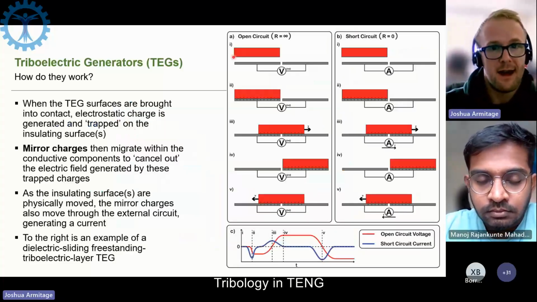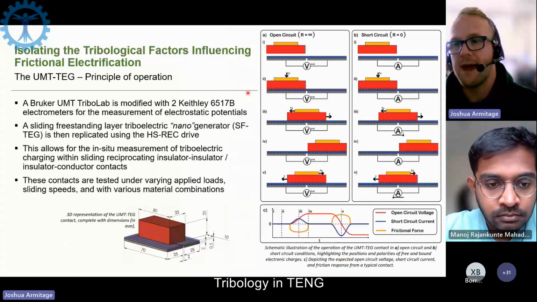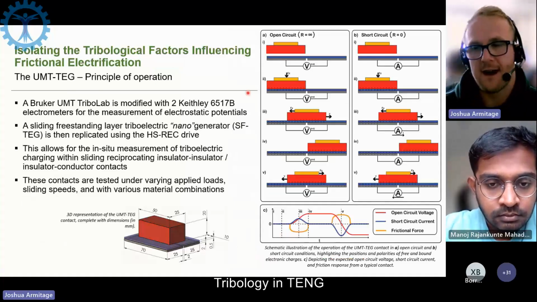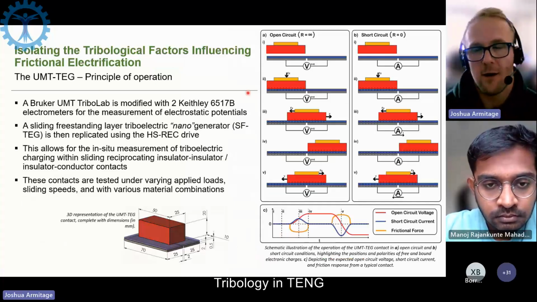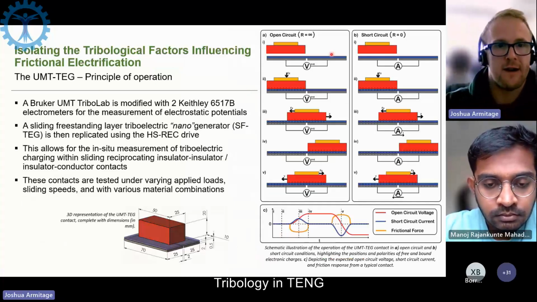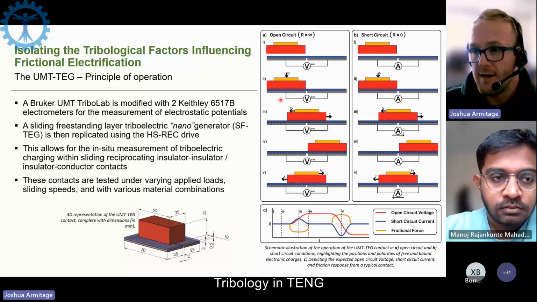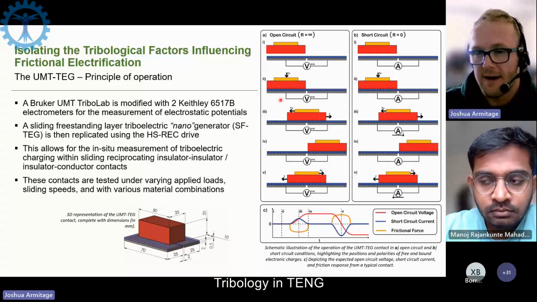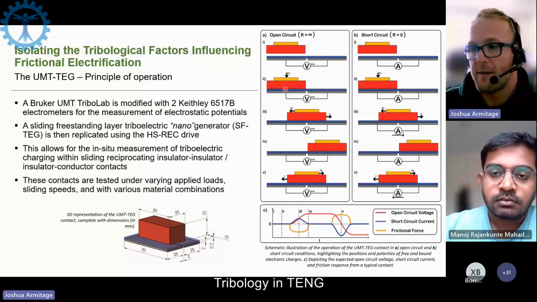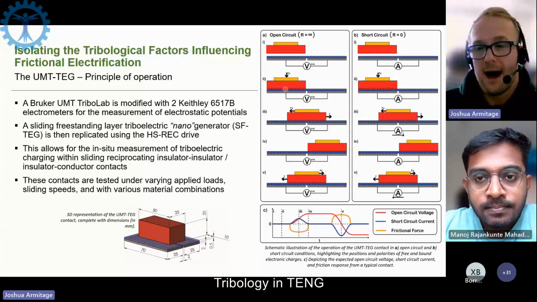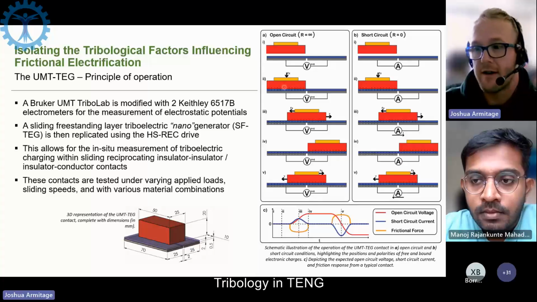So what we then have is, I'll skip through this because this is just an example of what we're doing here at Leeds. I have replicated what we have as a triboelectric generator within a reciprocating tribometer. Its mode of operation is that we have some insulating surface being brought into contact with either another insulating surface or a metal surface. We have a reciprocating contact where charge is being generated electrostatically, and the movement of those charges is measured by the external circuit.